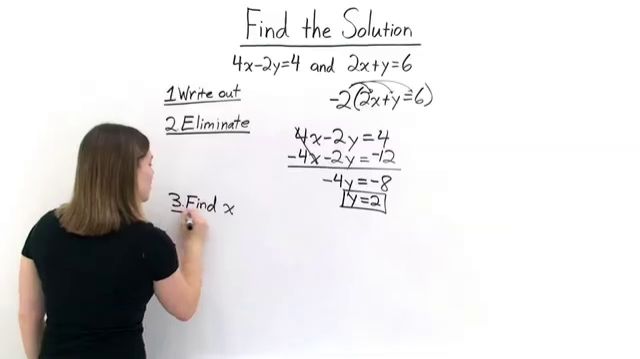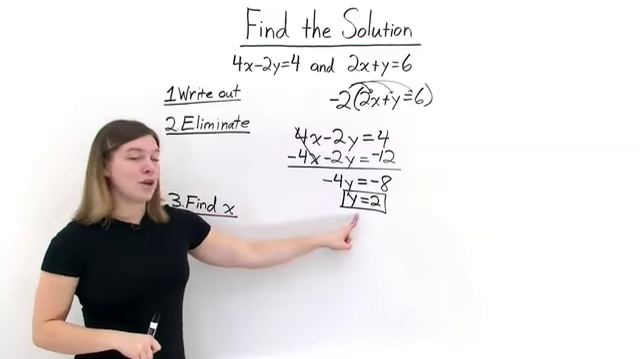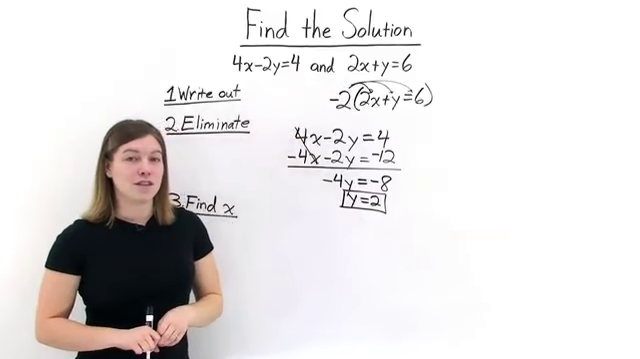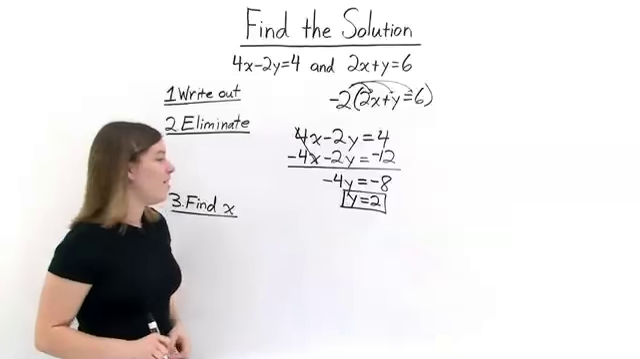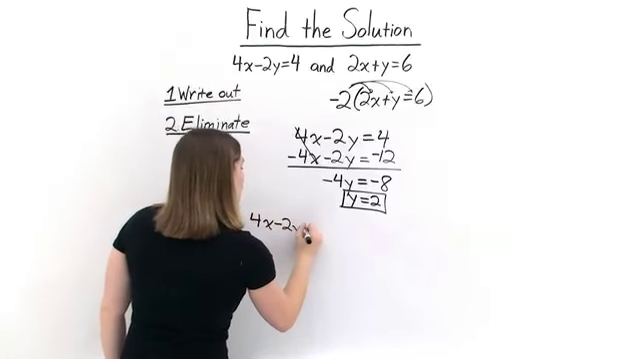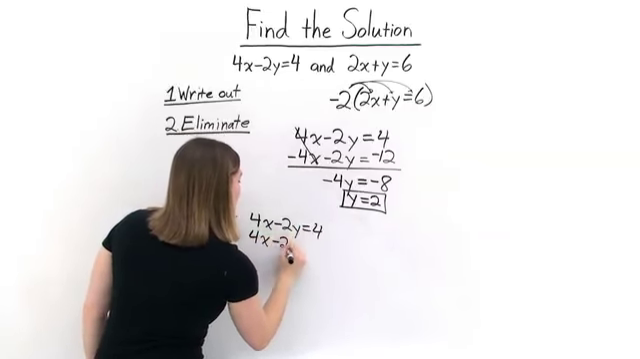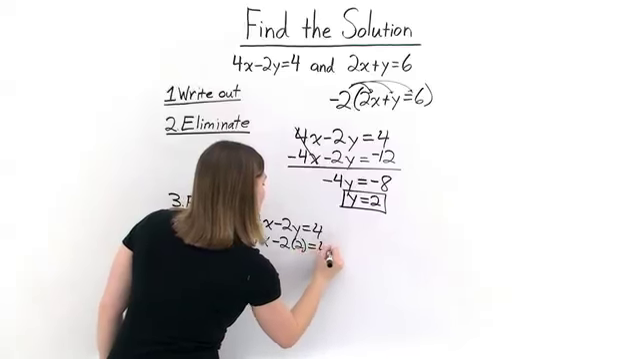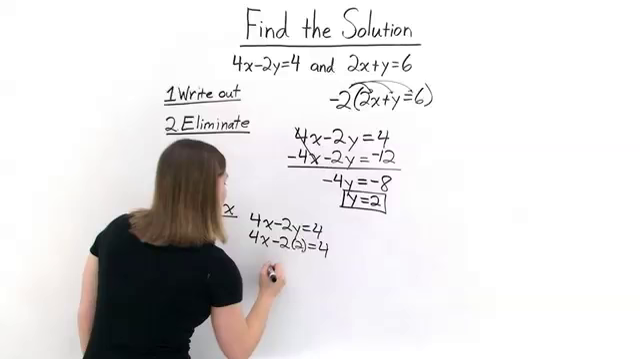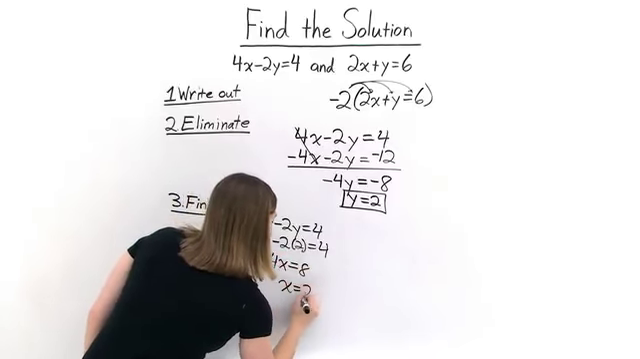All we need to do to find the rest of our solution is to find x. So in step number 3, let's find x. To do this, we need to take the value we just got for y and plug it into both of our original equations and solve for x. So let's take our first equation. When we substitute in 2 for y, we get 4x minus 2 times 2 equals 4. Well, 2 times 2 is 4, and if we add 4 to both sides, we get that 4x equals 8, or x equals 2.